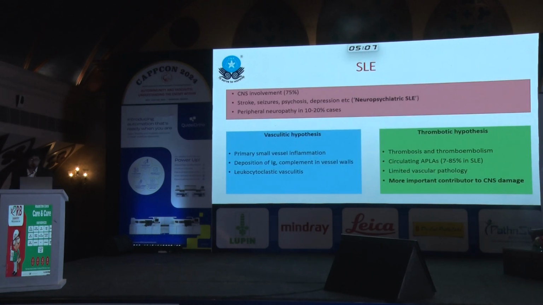SLE frequently involves the CNS, about 75% of patients. Neuropsychiatric SLE presents with stroke, seizure, psychosis, or depression. Peripheral neuropathy can also be seen in 10 to 20% of cases of SLE. Regarding vascular involvement in SLE, there are two hypotheses, the vasculitic and the thrombotic hypothesis. According to the vasculitic hypothesis, there is primarily small vessel inflammation, deposition of immunoglobulin or complement, or leukocytoclastic vasculitis. According to the thrombotic hypothesis, thrombosis and embolism are the main pathology. There is limited vascular pathology, and thrombosis is a more important contributor to CNS damage than the vasculitis itself.